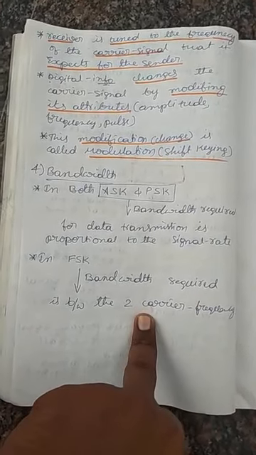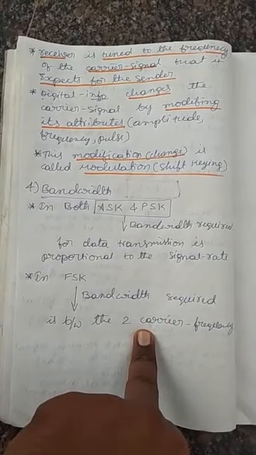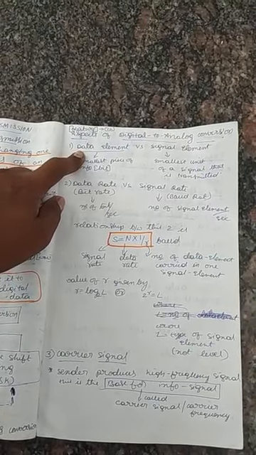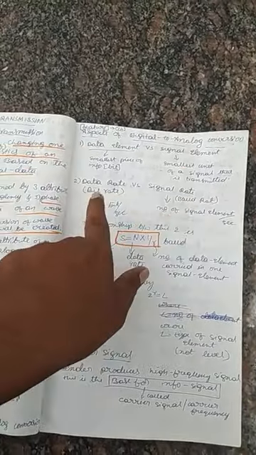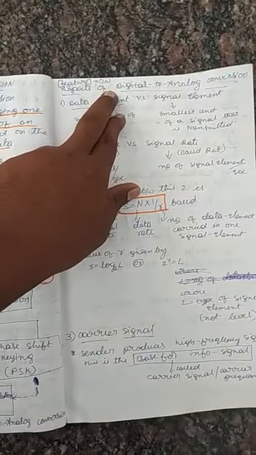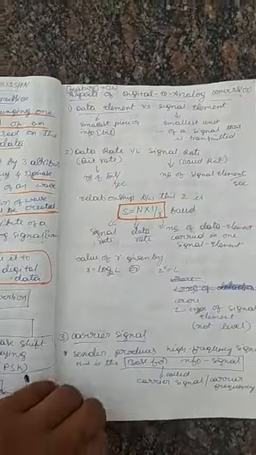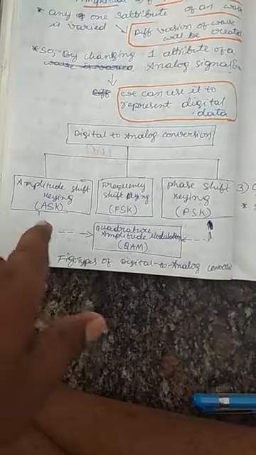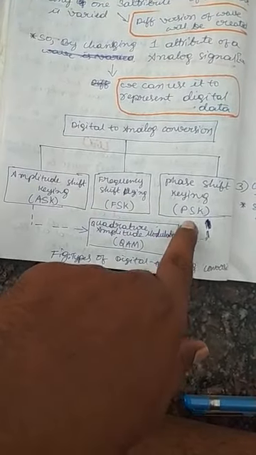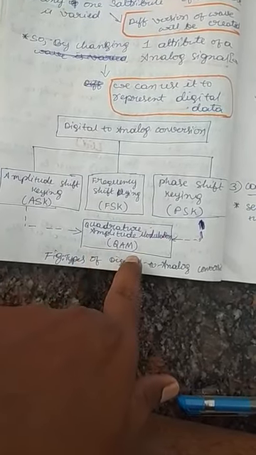Okay, these are the four aspects: first one, data element versus signal element, data rate versus signal rate, carrier signal, and last one, bandwidth. These are the four aspects of digital to analog conversion. Okay, in the next video I am going to explain what is ASK, what is FSK, what is PSK, and what is QAM.